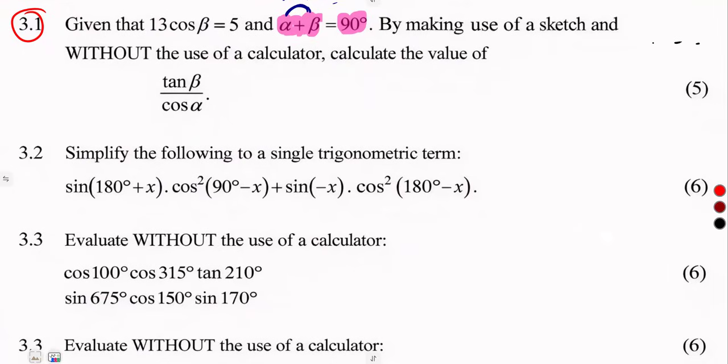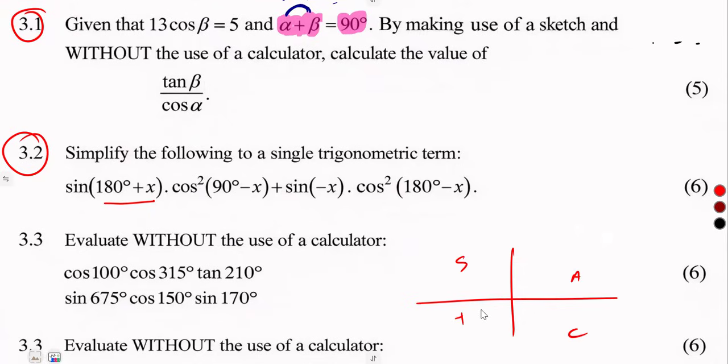All right, let us try and simplify 3.2. Simplify the following to a single trigonometric term. Sine of 180 degrees plus x. All right. So this is from our CAST as we are reducing. Remember, this is x. 180 degrees minus x, 180 plus x, 360 degrees minus x. These are positive angles. So 180 degrees plus x lies in the third quadrant.